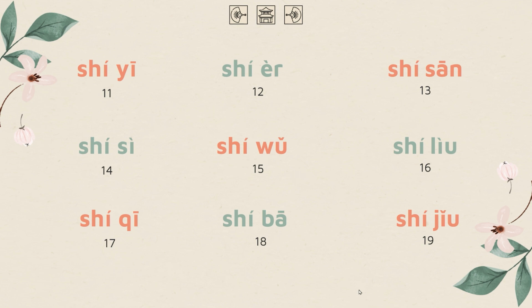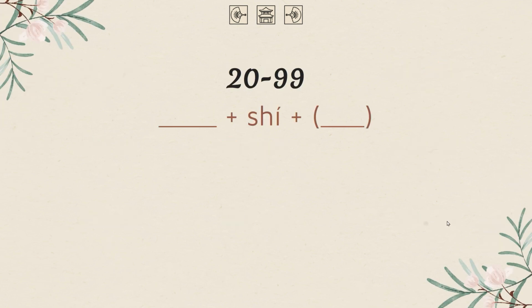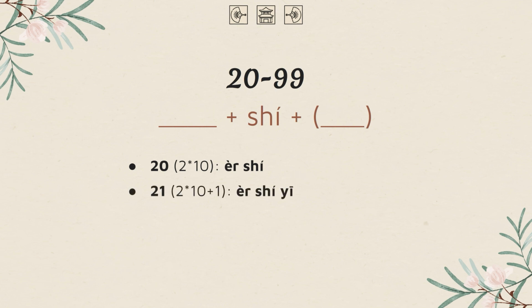Okay, let's move on to the next one, 20 through 99. We also don't need any new words for them. So the word 20 is 2 times 10, so you just need to say 2 10. 20. Pretty simple, huh? And the word 21 is 2 times 10 plus 1, so it's 21. So we apply the same rule to all the other numbers. 30 would be 3 times 10, 30. 62, 6 times 10 plus 2, 62.